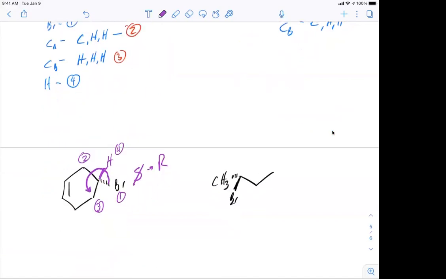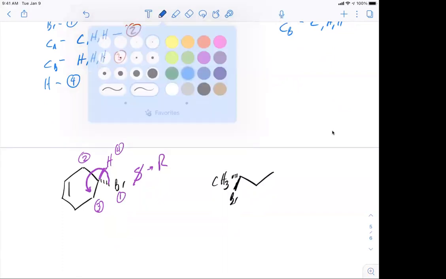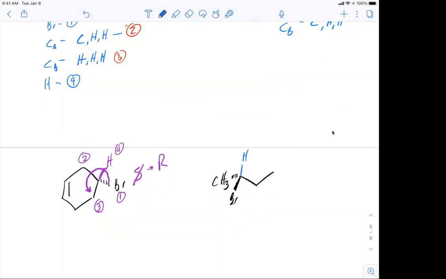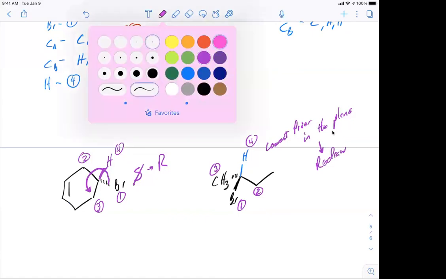The next one, we have an example of the lowest priority in the plane. So if we look here, we have 1, 2, and 3, but here the lowest priority, 4, is in the plane. It's not going forward or back. If it was going forward or back, we'd be in good shape. But it's in the plane, which means now I have to redraw. I can't name this one correctly without redrawing it, but it's very important how you redraw this.